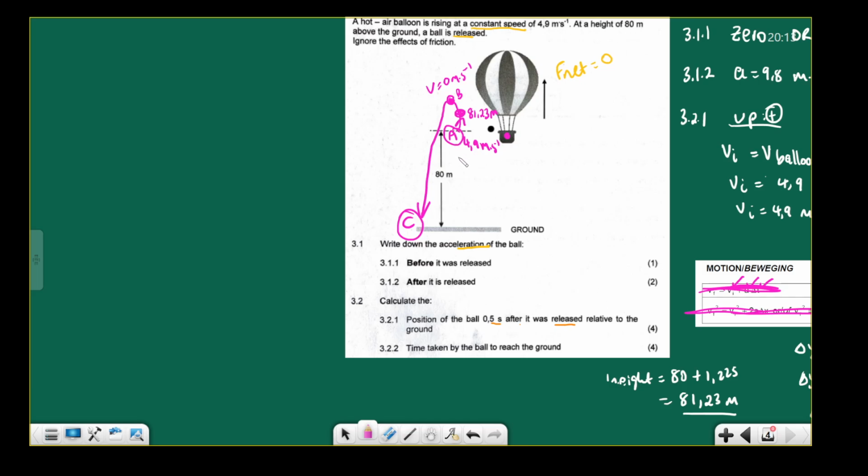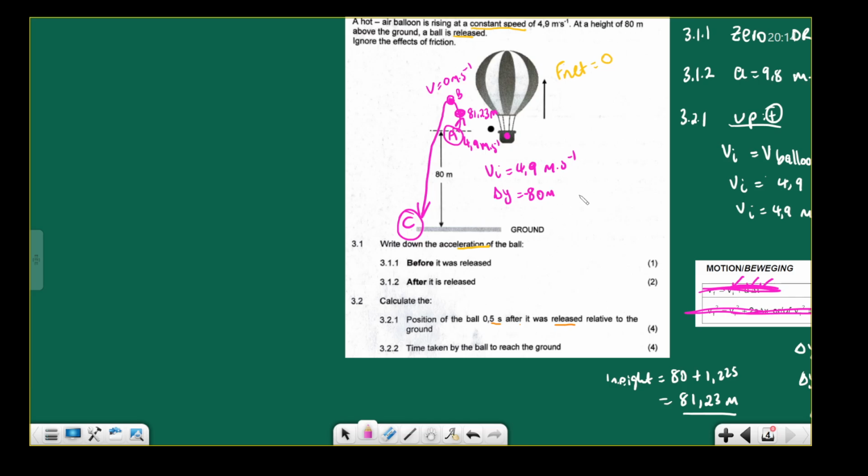What is the information on A? If I'm looking at A and C, it means all the information on A would be initial, all the information on C would be final, right? So at A we know the initial velocity is 4,9 meters per second. We do know that the change in displacement from A to C, that distance, is 80. So our change in Y is 80 meters. But I'm gonna put it as negative. Why? Because A to C we are going down, so we have to put negative 80. That is the displacement there.